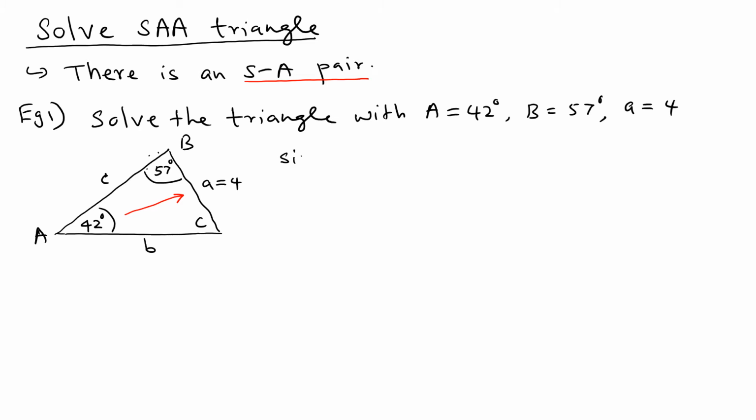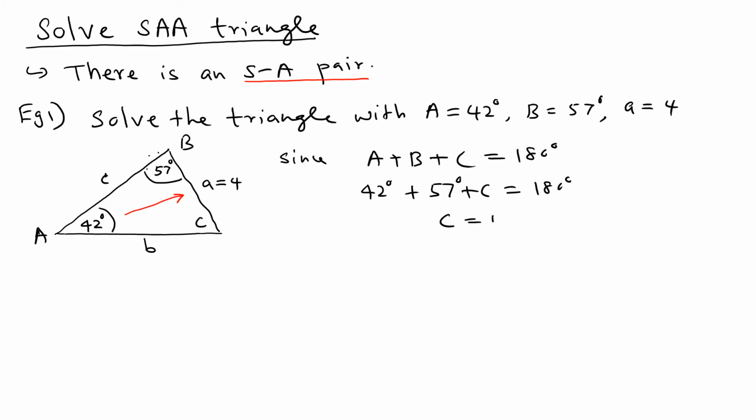Since A plus B plus C is 180, we can plug in. We know A is 42, and B is 57, plus C equals 180. So that means C has to be 180 minus those two angles, 42 and 57. If you subtract, you end up getting 81. And this is the exact value, so we try to use exact values as much as we can to avoid errors.